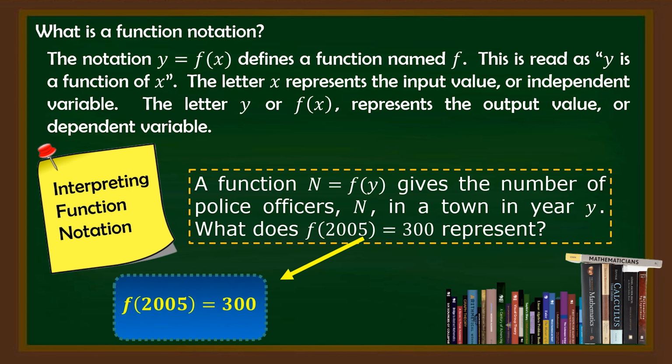When we read f of 2005 is equal to 300, we see that the input year is 2005. The value for the output, the number of police officers, n is 300. Remember, n is equal to f of y. The statement f of 2005 is equal to 300 tells us that in the year 2005, there were 300 police officers in the town.